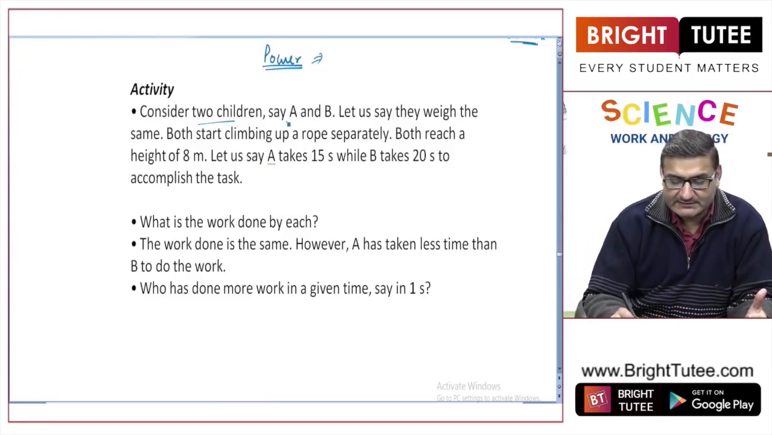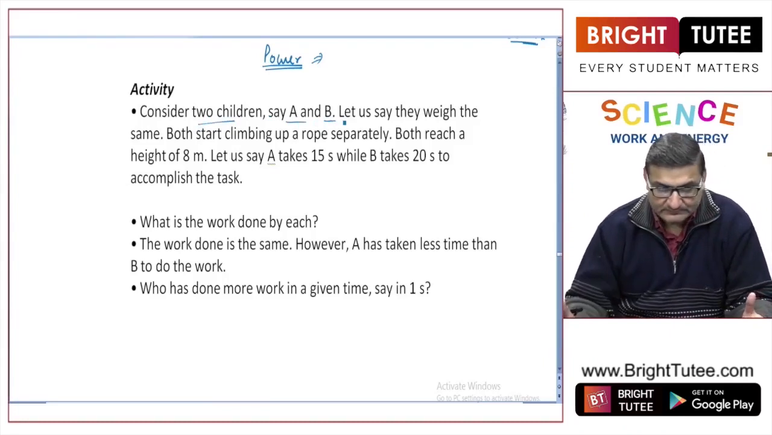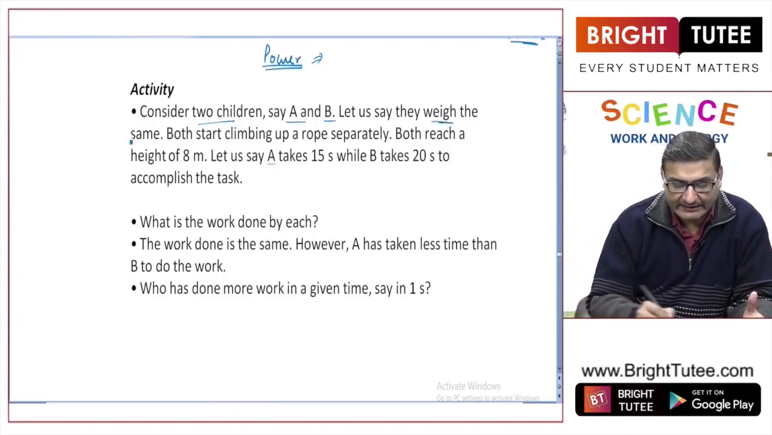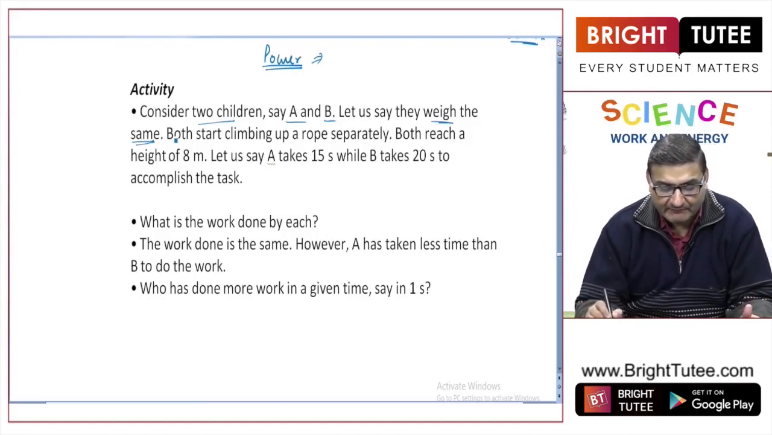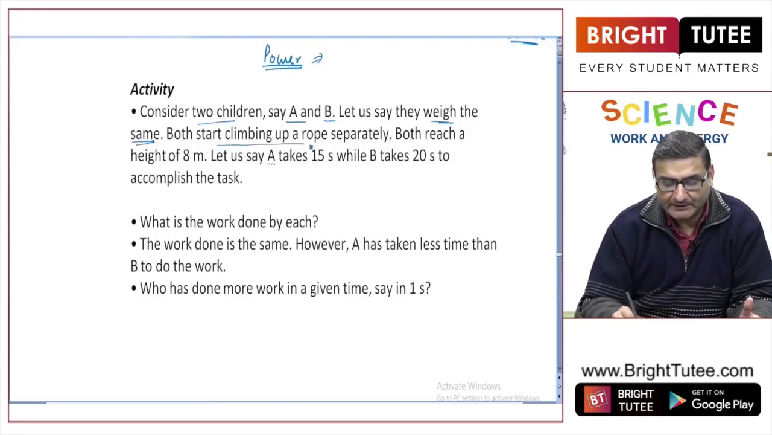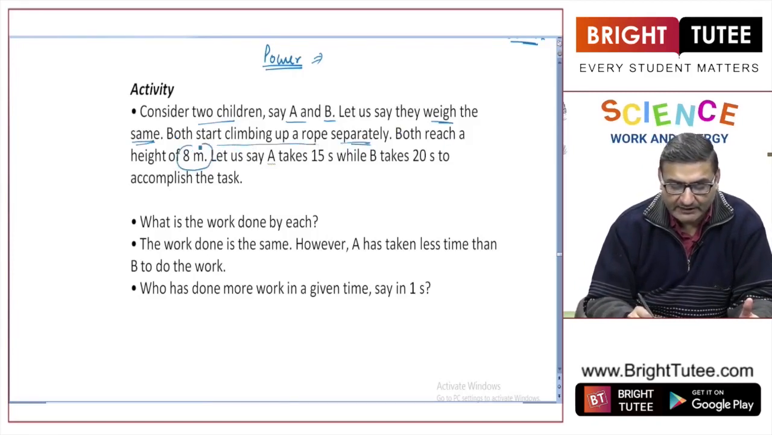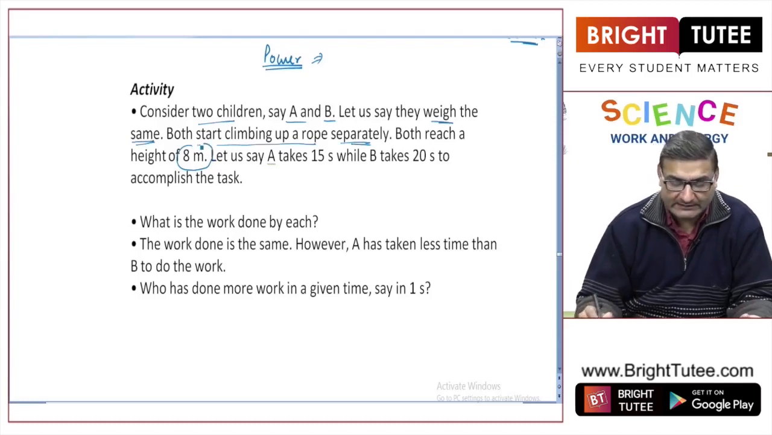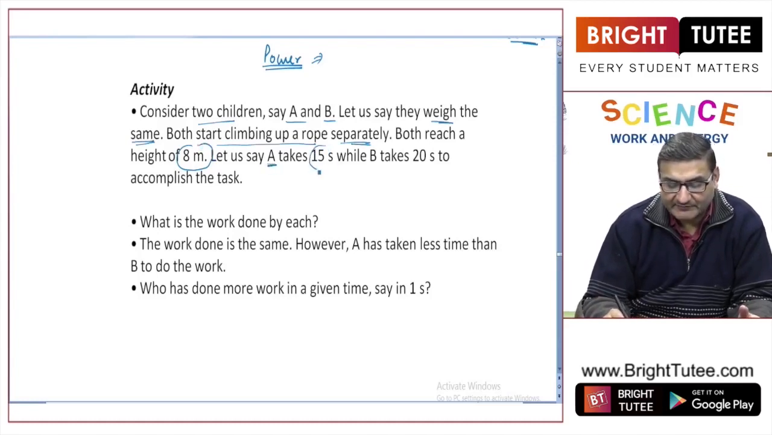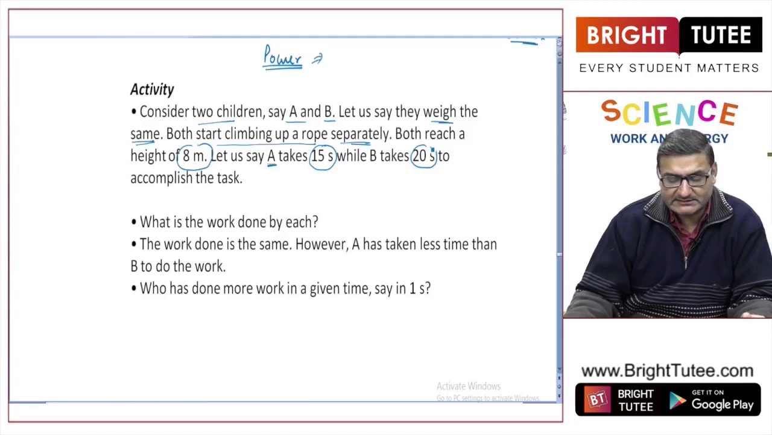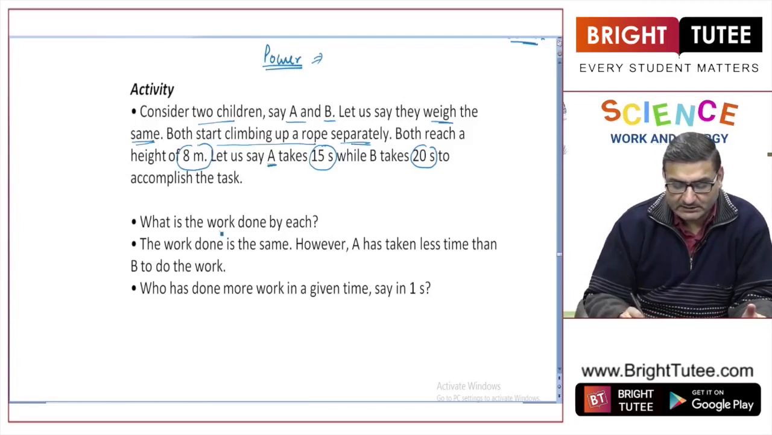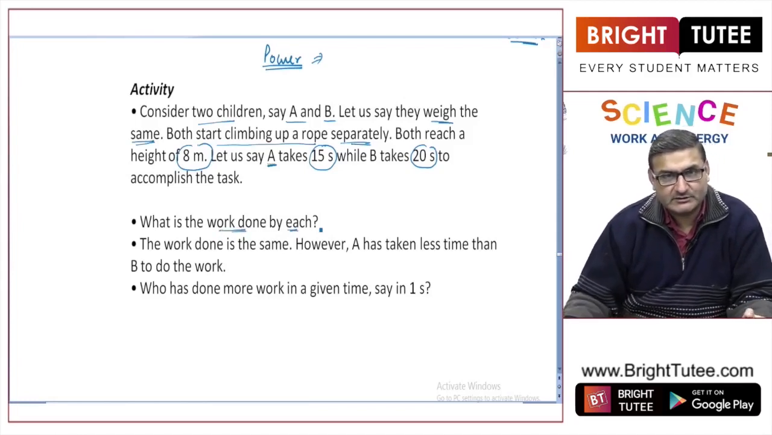Consider two children, say A and B. Let us say that they weigh the same, and they start climbing up a rope separately. Both reach a height of 8 meters. A takes 15 seconds to reach that height and B takes 20 seconds to accomplish the same task. Now what is the work done by each of them?